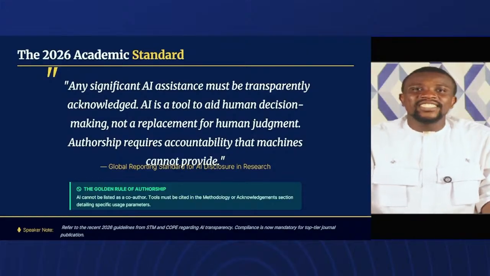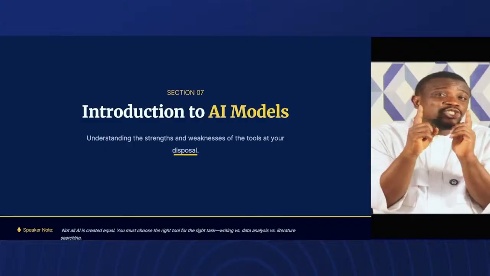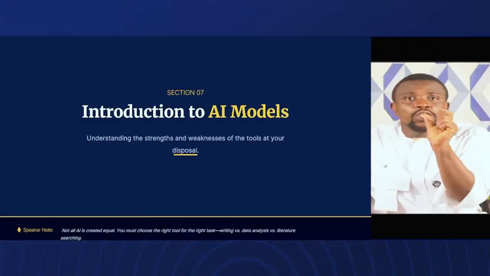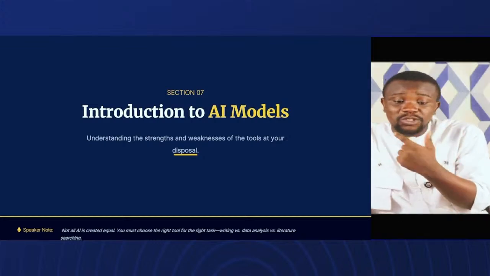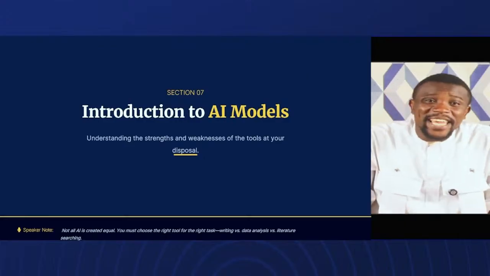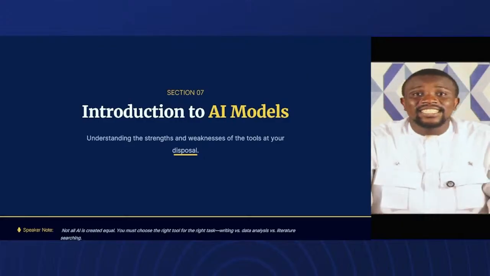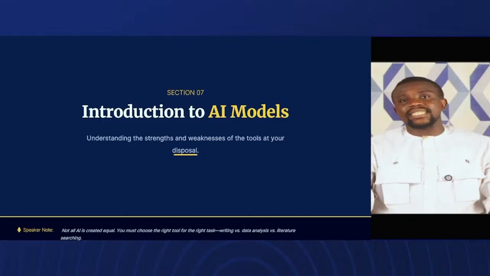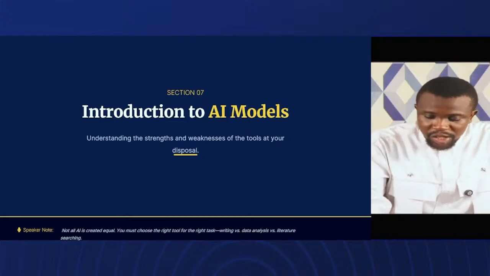Then, guys, we are in section 7. Under section 7, we are going to be doing a brief introduction into AI models. Please note that not all AI are created equally. You must choose the right tools for the right tasks. For example, there are some AI that are good in writing, some AI that are good in data analysis, and some AI that are good in literature searching.